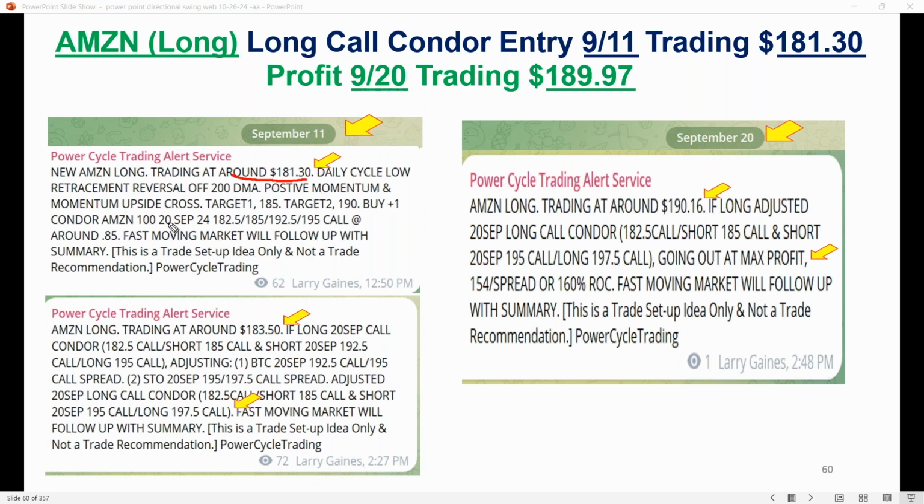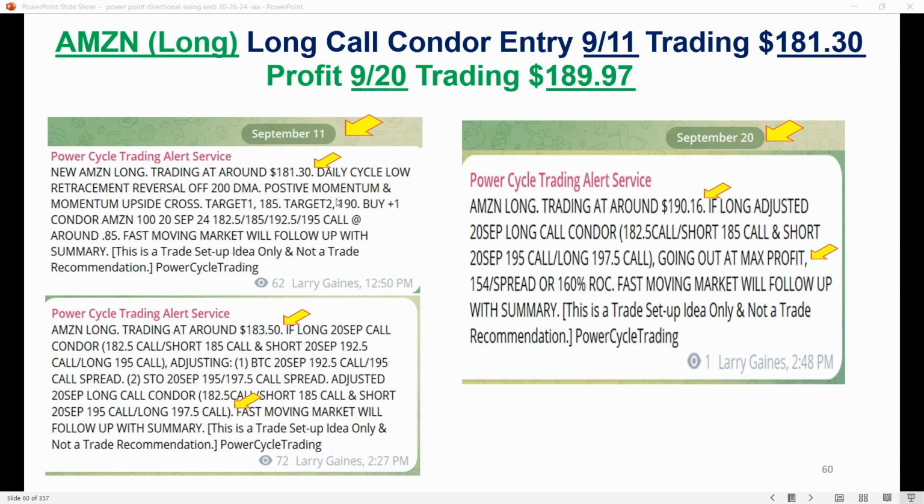So we ended up doing this Condor. So along the 182.5, 185, 192.5, 195, and at around $85. Then it was right here on the 20th. It was trading at 190.16. So that's where we got out. So let's take a look at the trade, and I'll show you what it looked like.